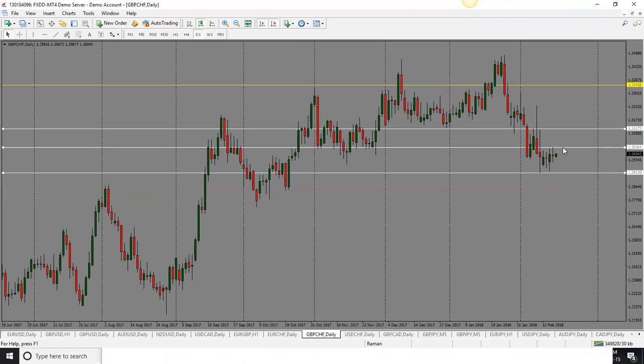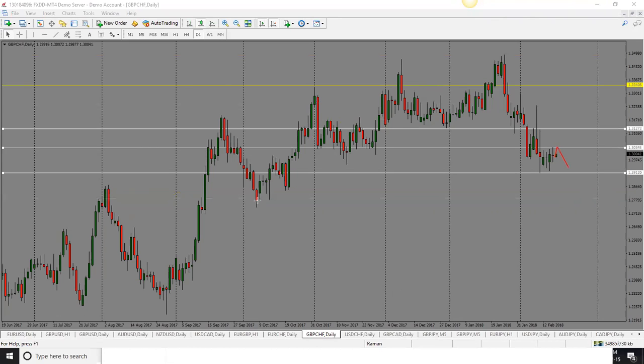Pound Swiss franc is sitting in a bit of a range here. So this is the support and resistance level that it's fighting with. So it hasn't really done much at this point, because the problem with the pound is pound itself has been quite strong. And as a result, pound crosses haven't done as well. So with this one, I'm looking for price to go and test this 30-35 level again and then drop from there.